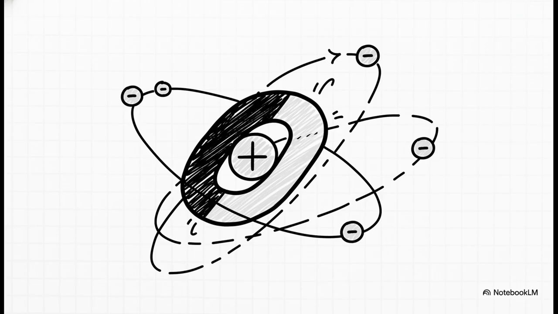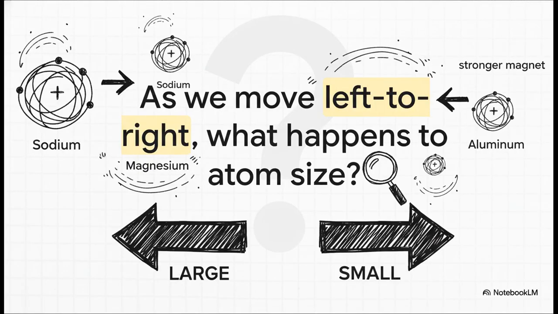Simple enough. So what decides how big that fuzzy cloud is? It really boils down to one simple idea. Opposites attract. The nucleus is positive, the electrons are negative. This means the nucleus acts like a powerful little magnet, constantly pulling those electrons in closer. And here's the key. The more protons you pack into that nucleus, the stronger that magnet gets. So let's think about this. As we move from left to right across that third period, sodium, then magnesium, then aluminum, we're adding one proton every single time. So if that magnet in the middle is getting stronger and stronger, what do you think happens to the overall size of the atom?